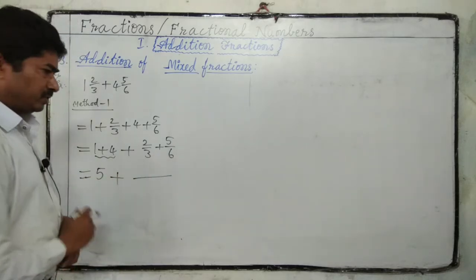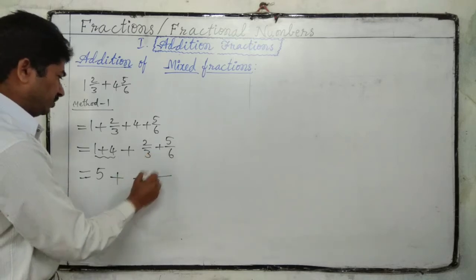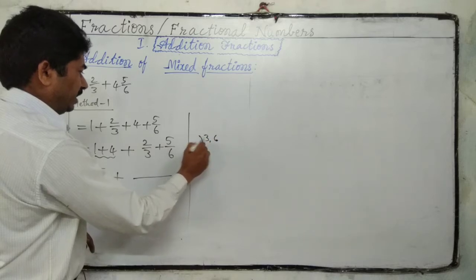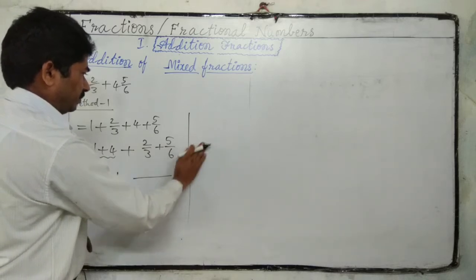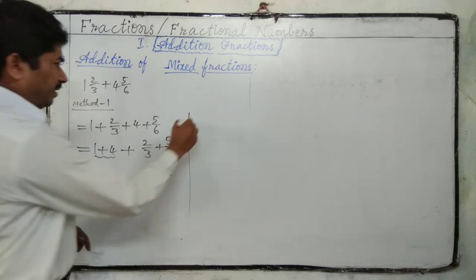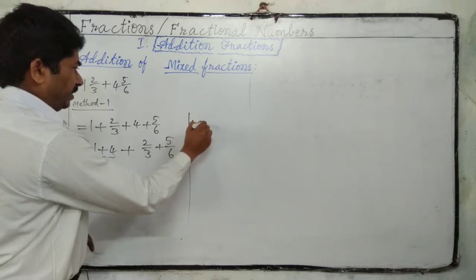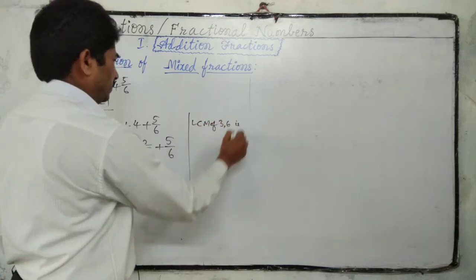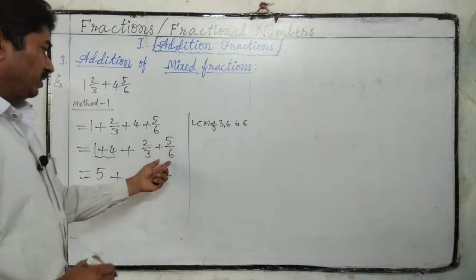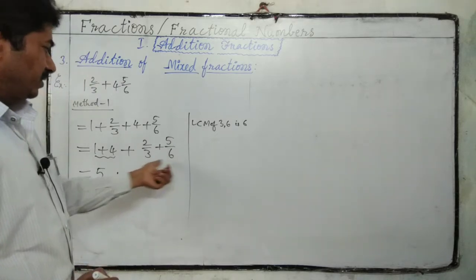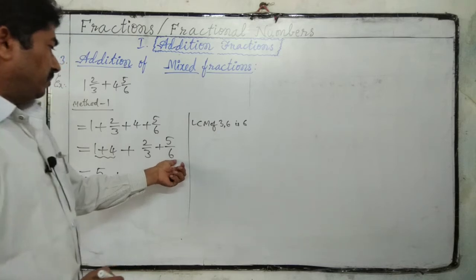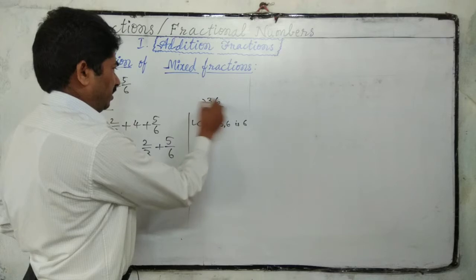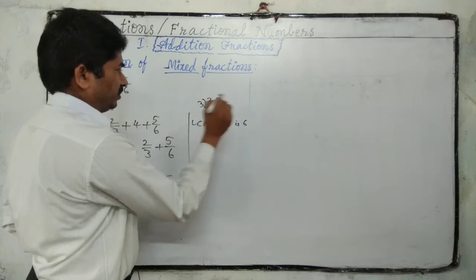These are unlike fractions. That's why we have to take the LCM. 3, 6. LCM of these numbers is 6, because 6 is the multiple of 3. So that's why 6 is the LCM of these numbers. In finding also we can get that only. 3 1s are 3, 3 2s are 6.